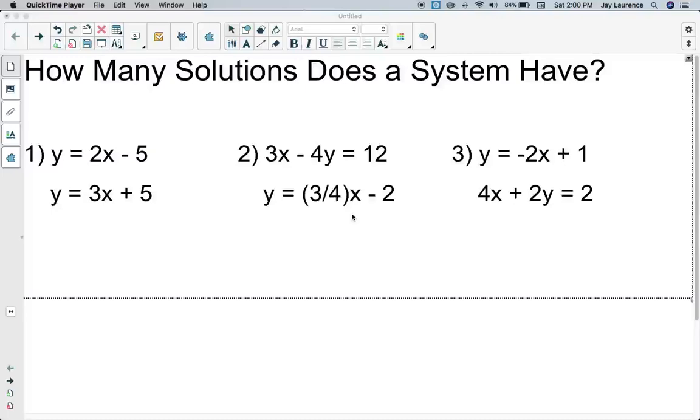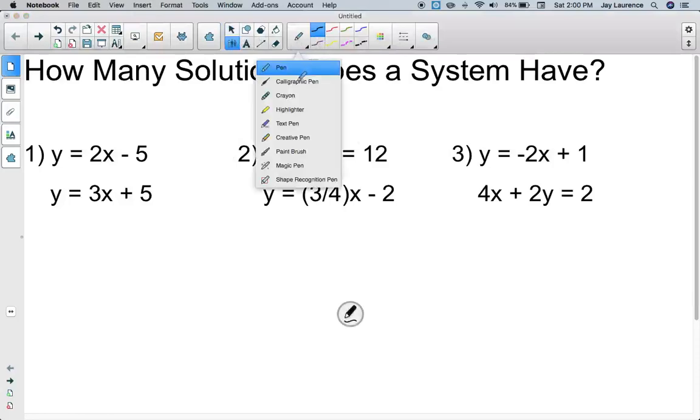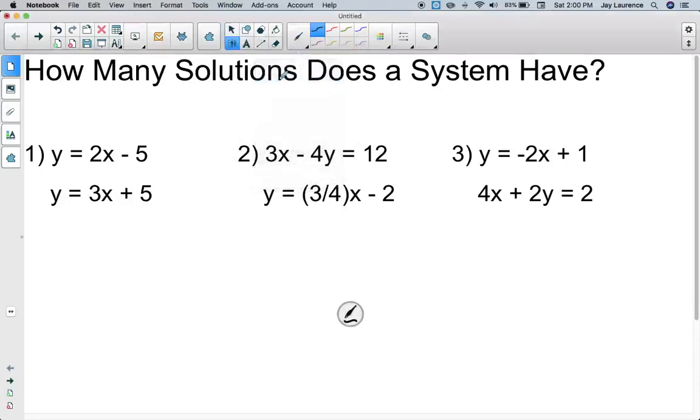Hello, algebra students. Mr. Lawrence here, and here's a quick video on worksheet 7.5, trying to figure out how many solutions a system has. Now, the key here is all about slope. Remember, the systems we're dealing with are linear systems, and they only have two equations.